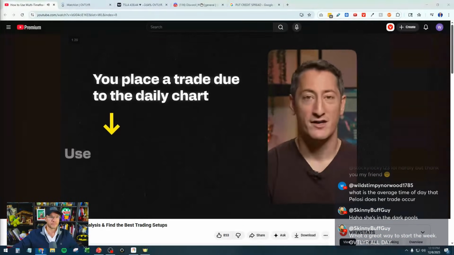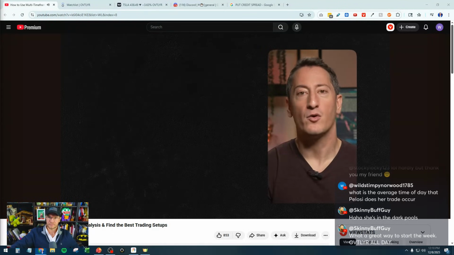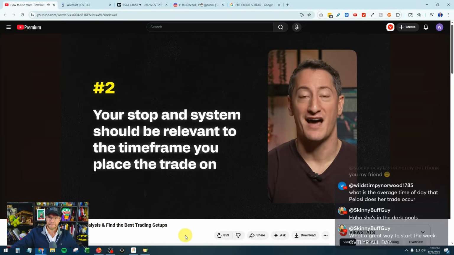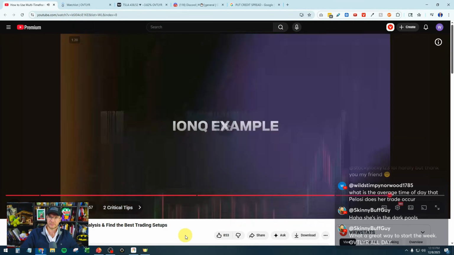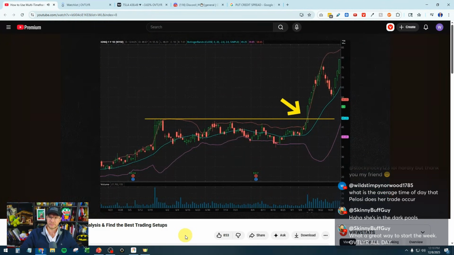If you trade due to the daily chart, you often want to be using a stop on the daily chart. In other words, I want my stop and system to be relevant to the time frame I'm placing the trade on. Totally, 100%, 1,000%. For example, take this breakout in IonQ above $50 or so.